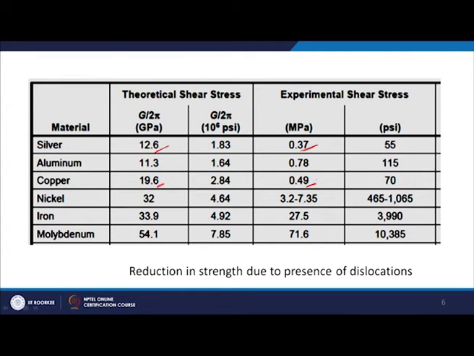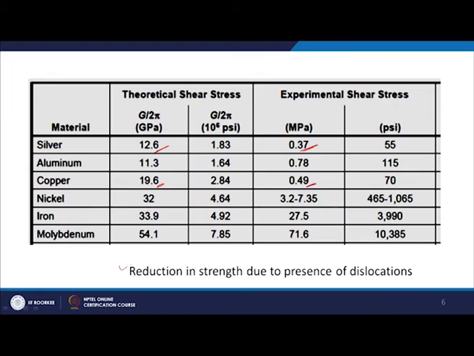Already when we were discussing defects, we said that the difference between the theoretical strength we calculated by the equation in the previous slide and what you get experimentally is due to some defects present in the material, which are called dislocations, and that brings down the shear strength of the material.